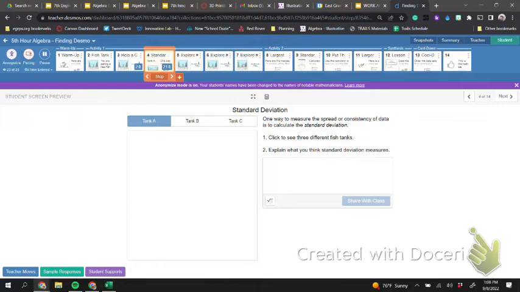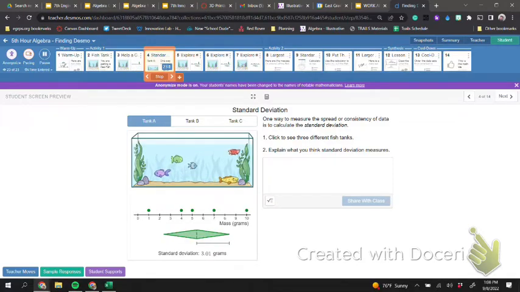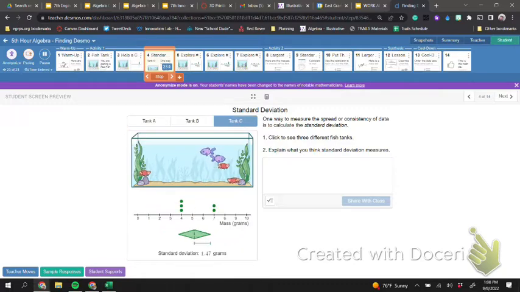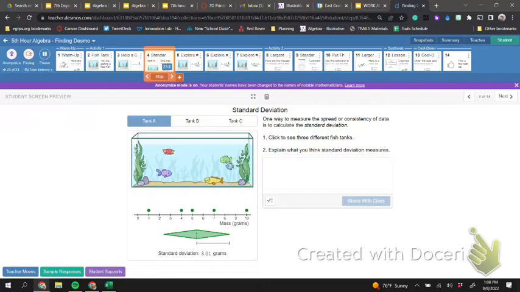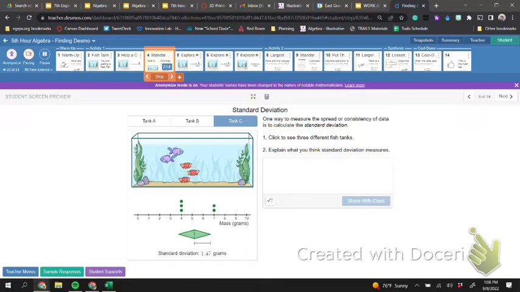So here, what you're going to do is you're going to look at the 3 different fish tanks. Tank A, B, and C. And you're going to come up with a theory of what the standard deviation is measuring. So the standard deviation you can see at the bottom of the tank, there's A, there's B, there's C. So start to develop a conclusion. Okay, why do you think it's different?